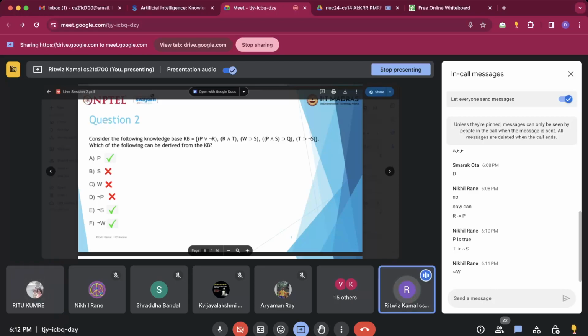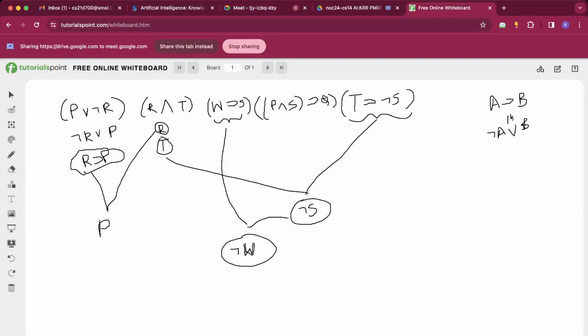Sure, let's go over it quickly one more time. So see, we had these few facts to begin with, right? These were the ones that were given to us. Now what we will do is we will rewrite some of these facts to suit our interest, right? Firstly, we have P or not R, which can be just rewritten as not R or P, okay? Which means R implies P, remember, as per this thing, right? So we have R implies P, and then we also have R and T, okay?